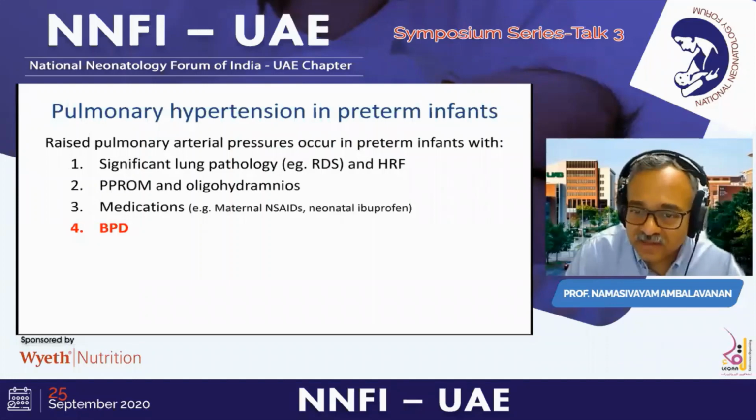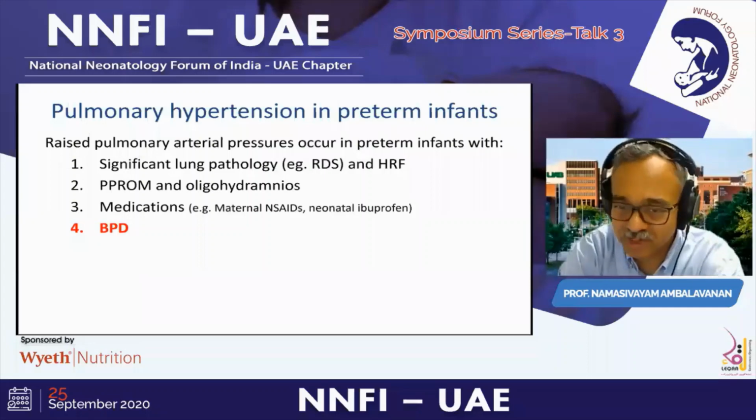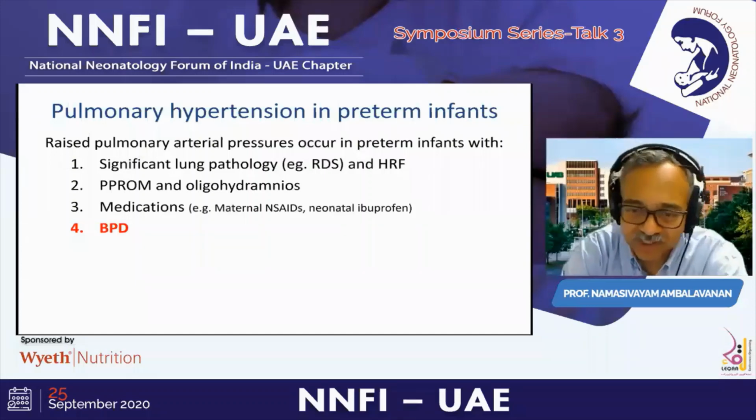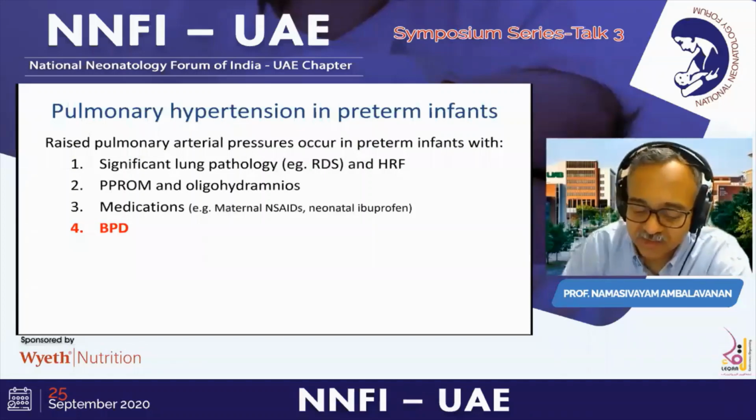Sometimes medications such as maternal NSAIDs or neonatal ibuprofen can cause premature closure of the ductus arteriosus, or can cause a decrease in prostaglandin production in the neonatal pulmonary circulation, causing pulmonary hypertension. There are case reports of neonatal ibuprofen actually causing pulmonary hypertension. But what we are going to focus on today is looking at pulmonary hypertension in the setting of BPD.